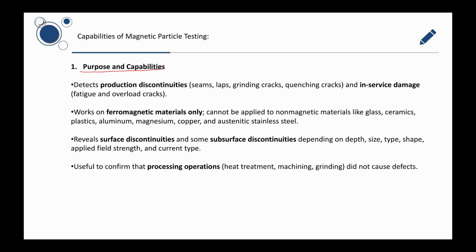have been in service. That means production discontinuities and in-service damage. Think of it as an early warning system. We want to find defects before they cause a failure. Those are the two main situations: during manufacturing and during service.